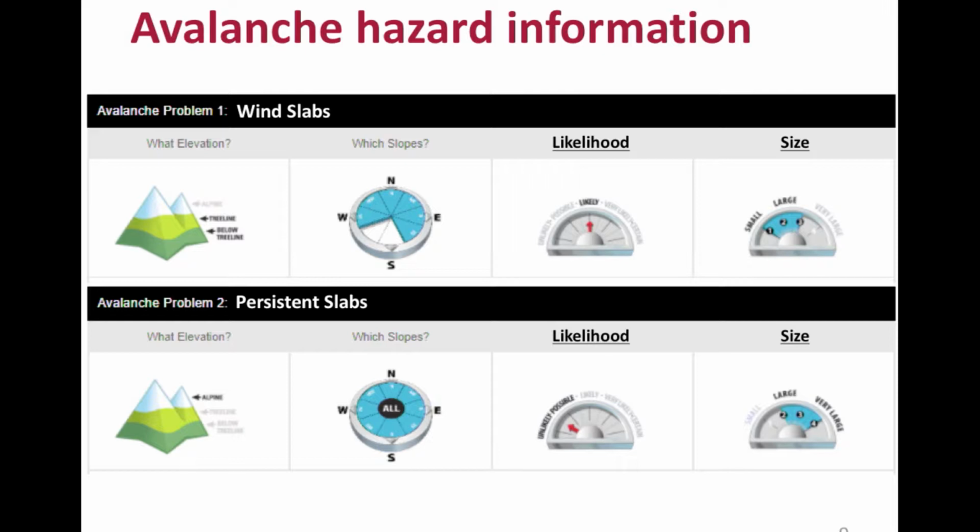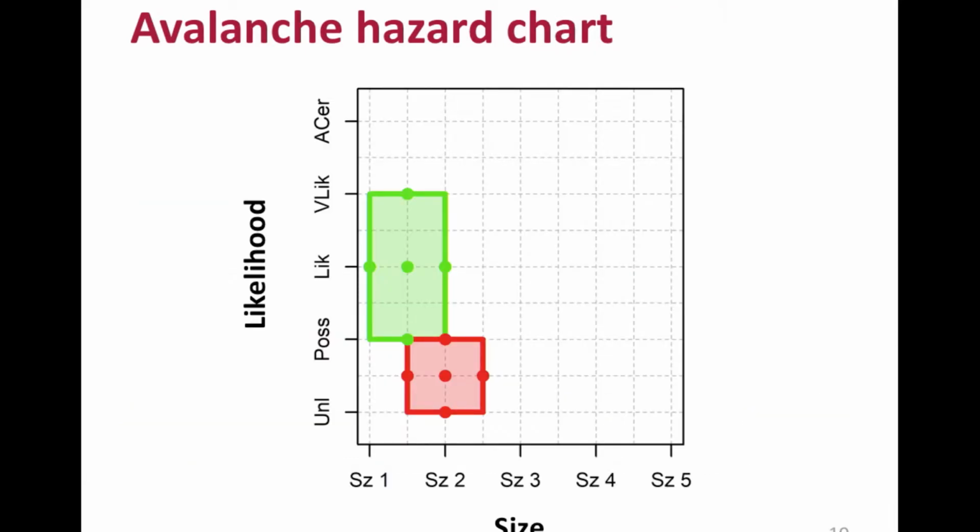So a way of visualizing this is in the avalanche hazard chart. On the y-axis, you see the likelihood from unlikely up to almost certain, and the size from 1 to 5. The green rectangle is showing wind slabs, so smaller size, but a higher likelihood than the red rectangle, which is showing the persistent slab problem.